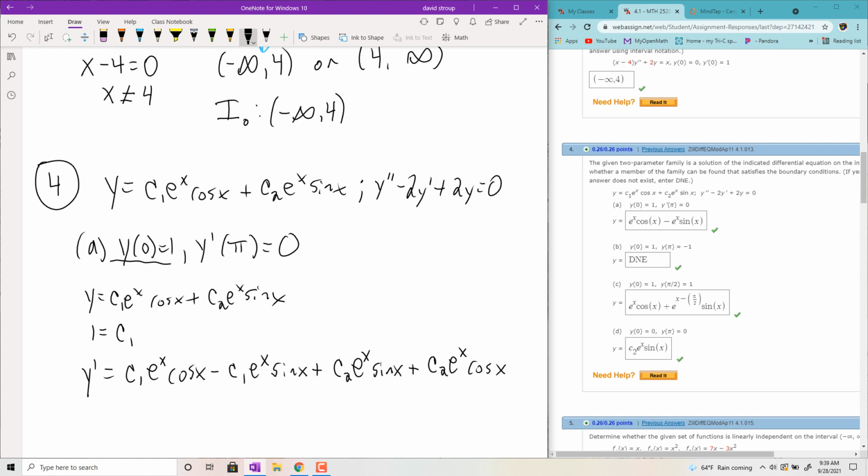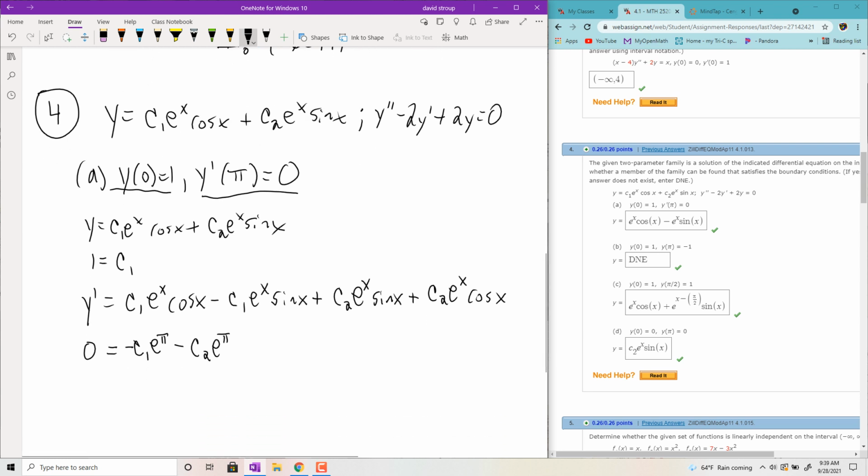Okay, and then we could plop in our second initial condition here. So the output will be 0. I'm inputting pi, so I'd end up with c1 e to the pi. Cosine of pi is negative 1, so I have negative c1 e to the pi. Sine of pi is just 0, so anything with sine is going to be 0. And then the last term, minus c2 e to the pi. Cosine of pi is that negative 1, so it's already kind of encoded there.